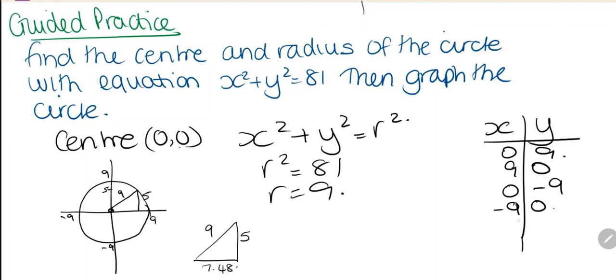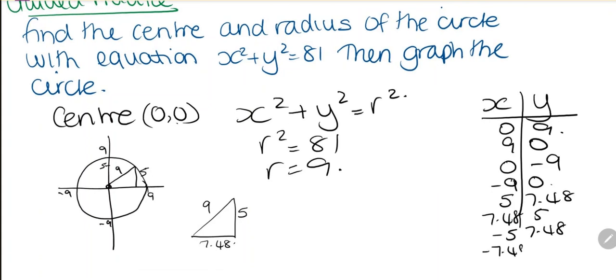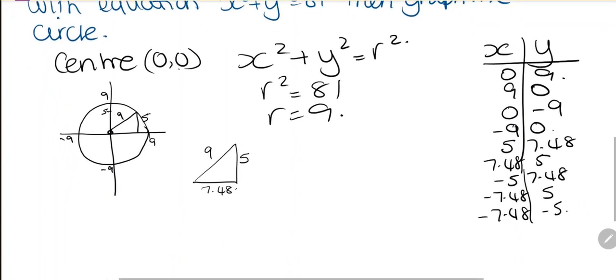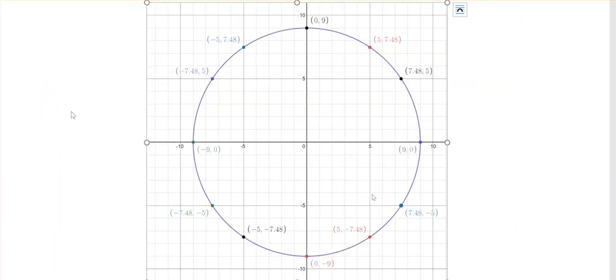So my coordinates: 5 and 7.48, 7.48 and 5, and we'll have this as the minus 7.48 and 5, both negative. So if we were to plot these points, we could see that they're symmetrical about y, and then we can do the same, symmetrical about x, and we can draw our circle.